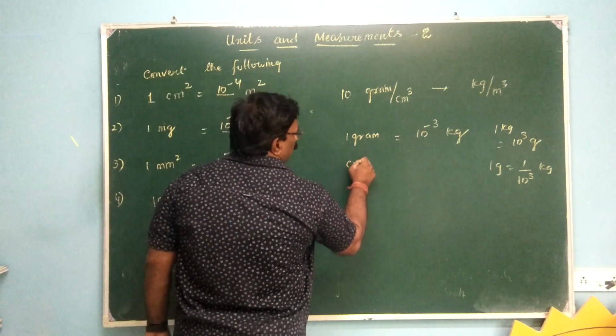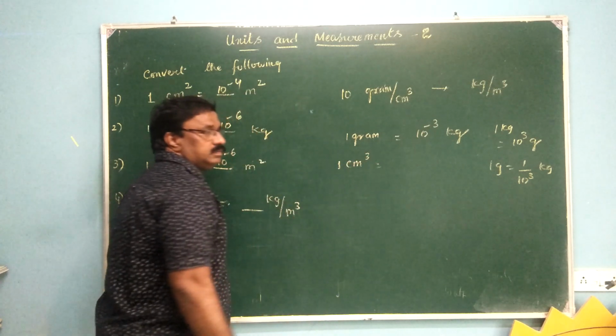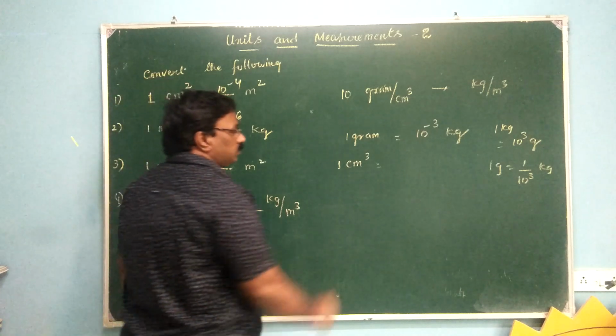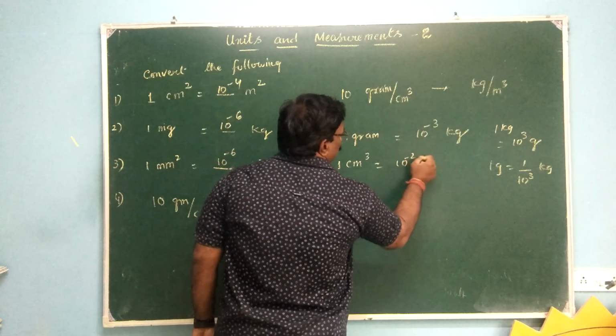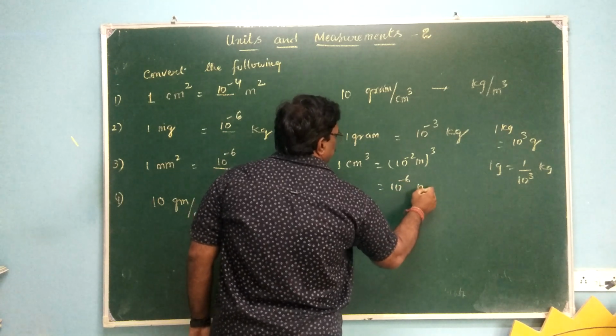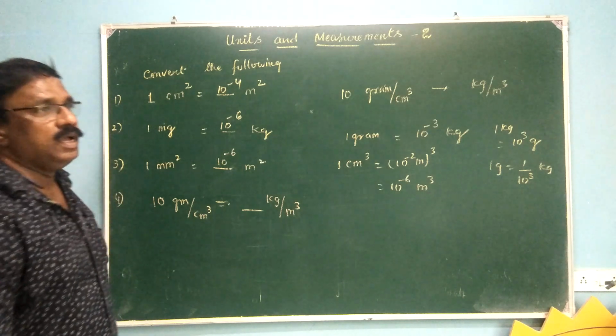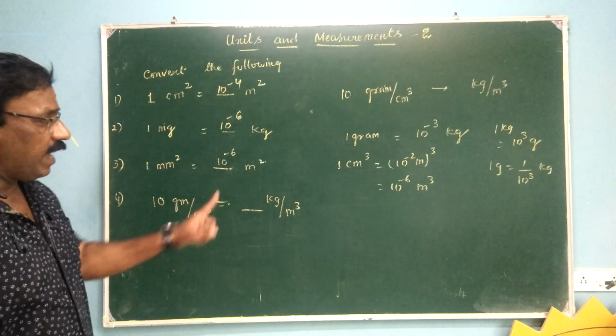And centimeter cube. 1 centimeter cube. Centi means 10 power minus 2, so 10 power minus 2 meter whole cube. This becomes 10 power minus 6 meter cube. So wherever I get 1 centimeter cube, if I want to convert into meter cube, I can write 10 power minus 6 meter cube.